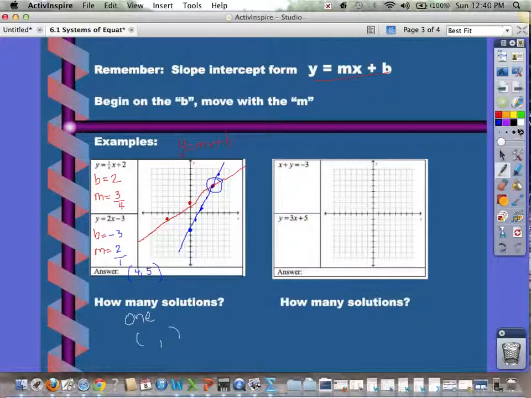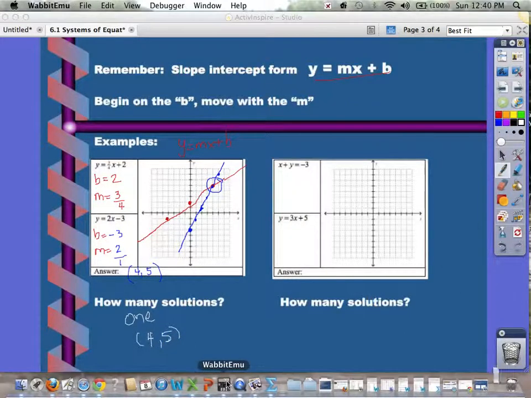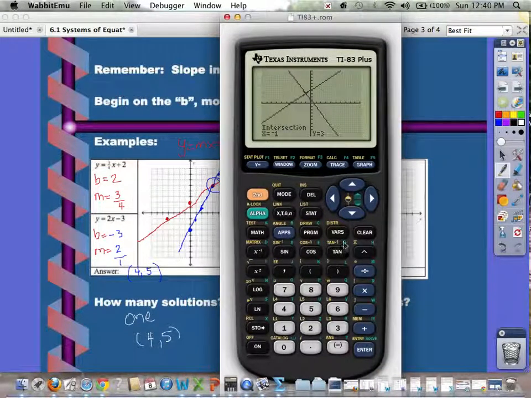If you had to pick them out, if you had ordered pairs, you could always plug them in and see if they work, if they make each side equal. 4, 5. Okay? And you can graph it and check also. You want to do that? Let's check that really quick. Make sure this is on. Go back to y equals and clear those out.